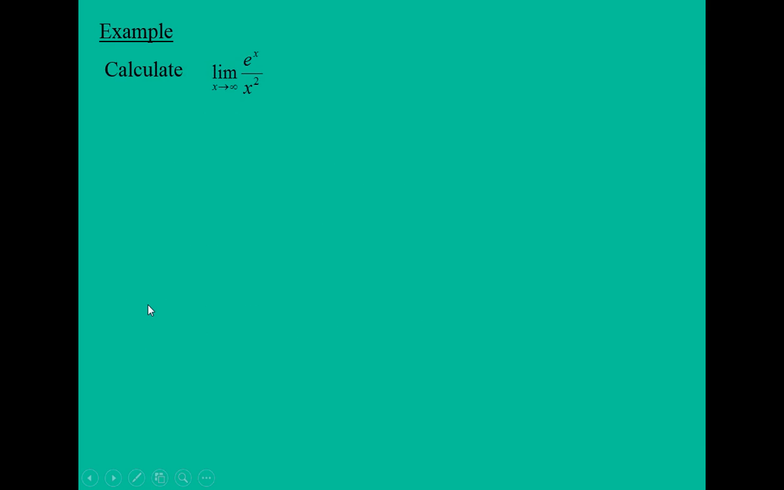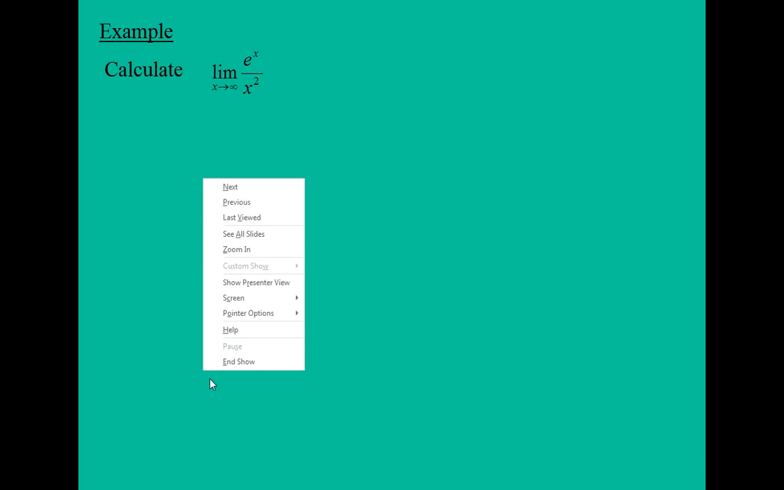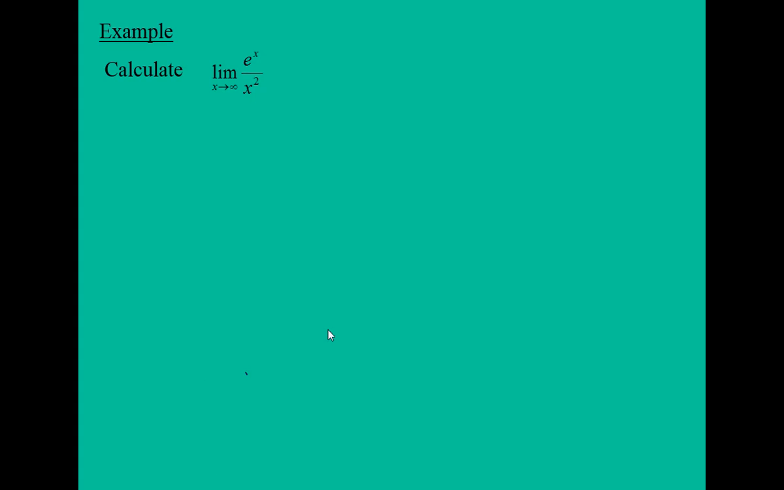Calculate the limit e to the x divided by x squared as x goes to infinity. If we use the direct substitution technique, we notice that e to the x as x goes to infinity goes off to infinity. X squared as x goes to infinity also goes off to infinity. So we can apply L'Hopital's rule because we did get the indeterminate form infinity divided by infinity.